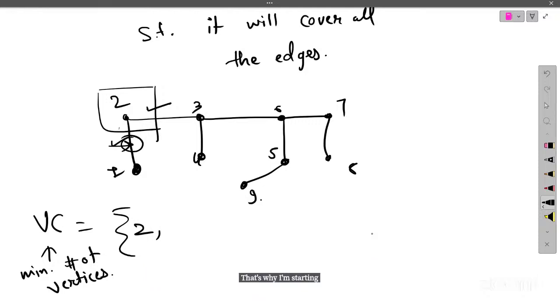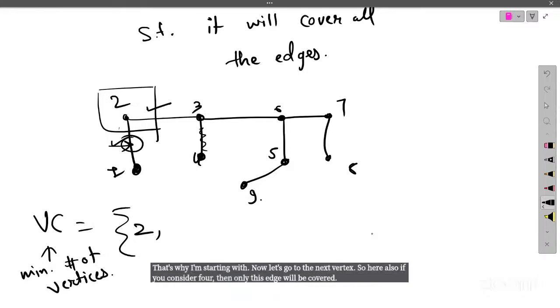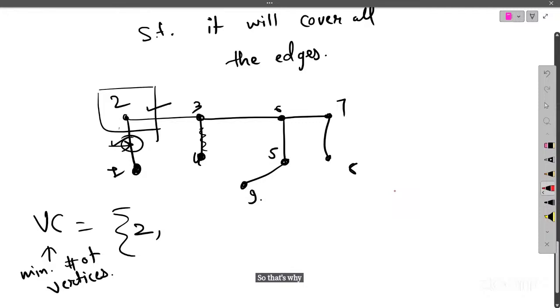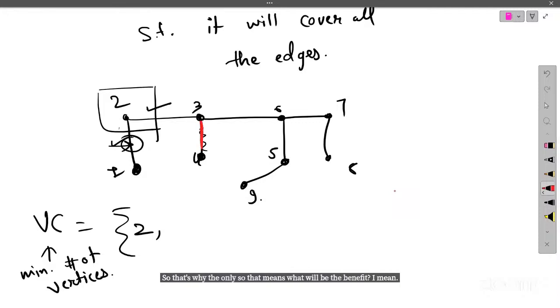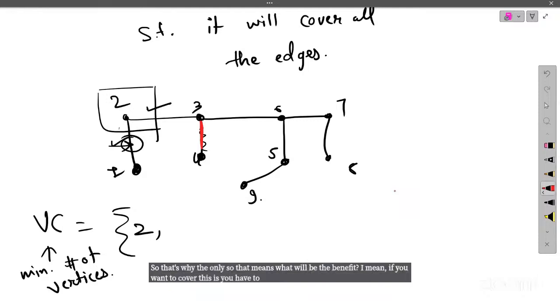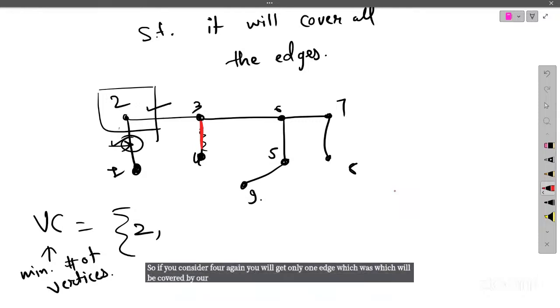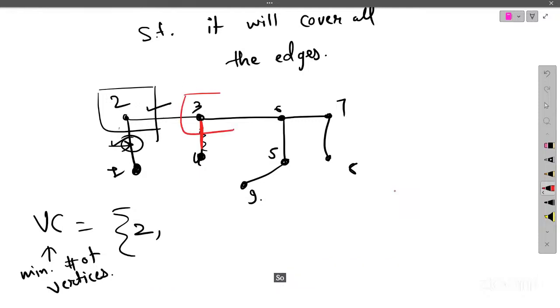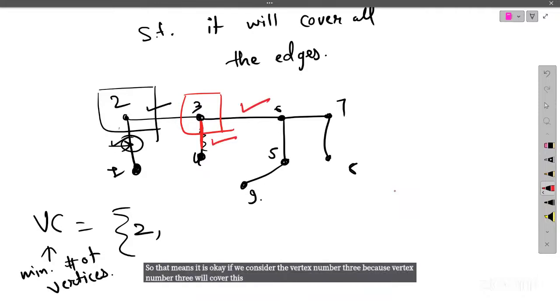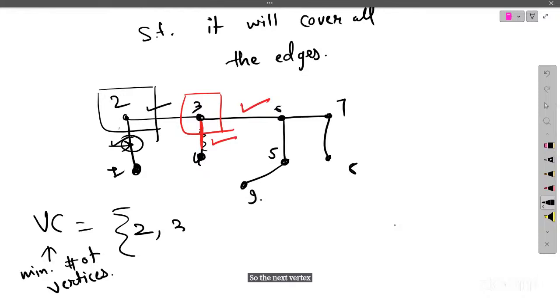Now let's go to the next vertex. So here also, if you consider 4, then only this edge will be covered. So that means what will be the benefit? I mean, if you want to cover this edge, you have to consider either 3 or 4. So if you consider 4, again you will get only one edge which will be covered by our vertex set, right? So that means it is okay if we consider the vertex number 3, because vertex number 3 will cover this edge and this edge too. So the next vertex in my vertex cover will be vertex number 3.